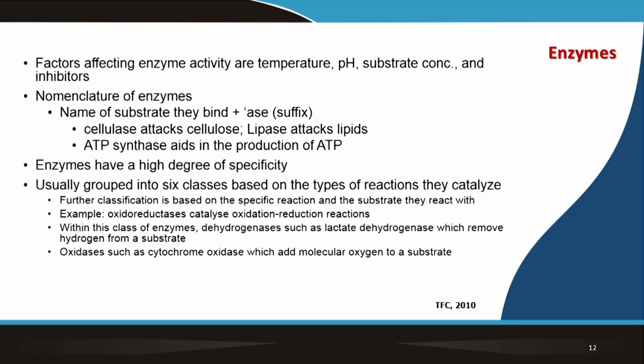Let us also understand the basic logic behind the nomenclature of enzymes. The name of the substrate they bind is then suffixed with ase. So simply putting an ase at the end of the name of the substrate will give you the name of the enzyme. So cellulase is something that attacks cellulose. Lipase is something that attacks lipids. ATP synthase means that it helps in the generation or production of ATP. It's also important to know that enzymes have a very high degree of specificity. They are usually grouped into 6 classes based on the types of reactions they catalyze.